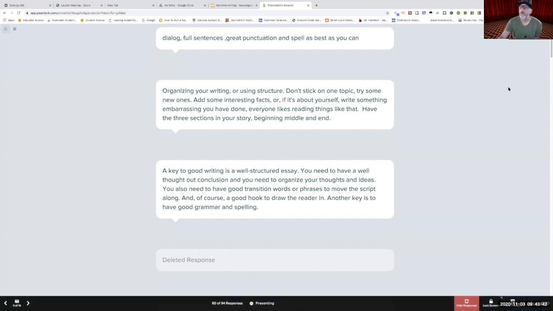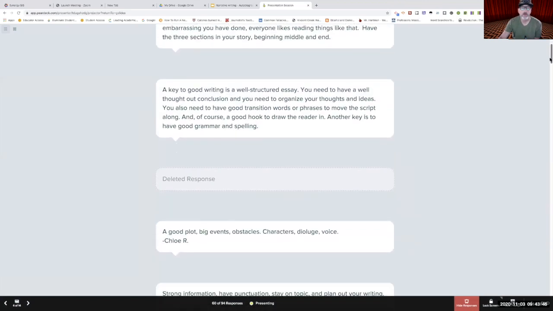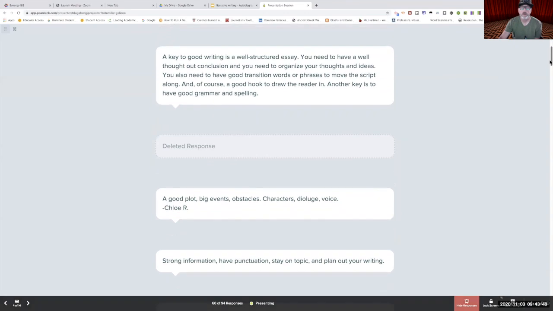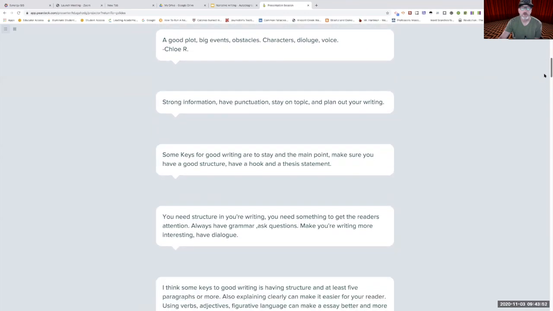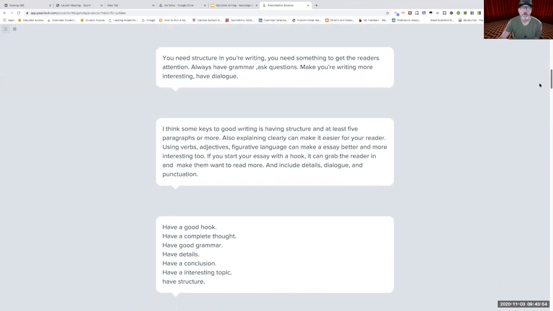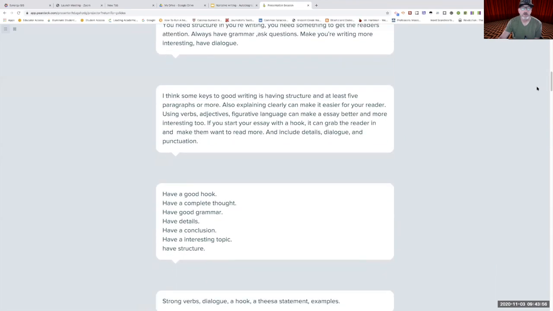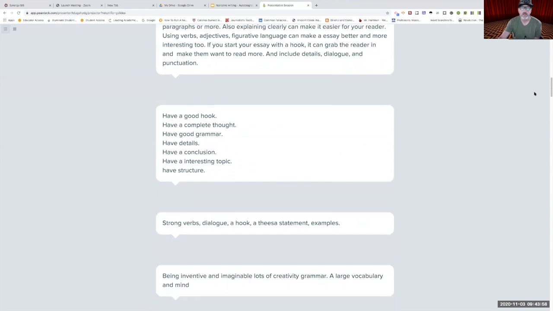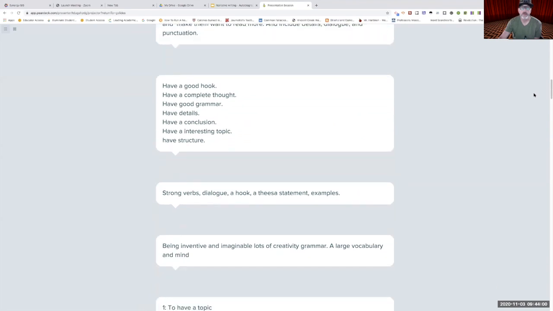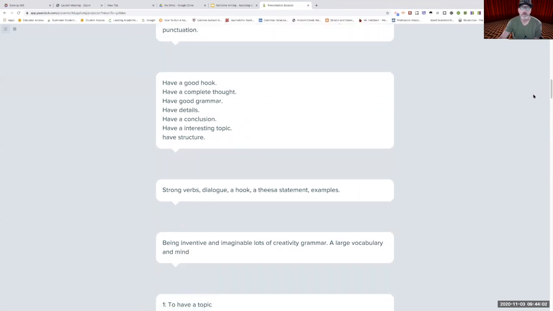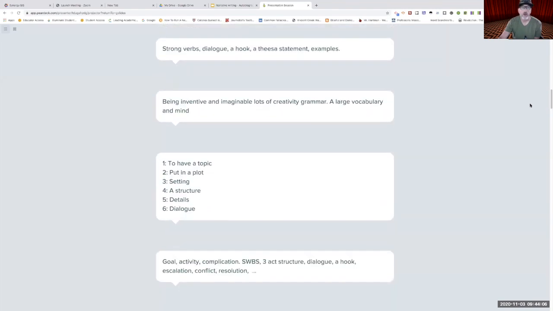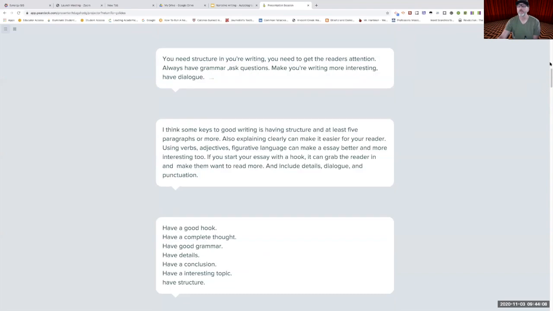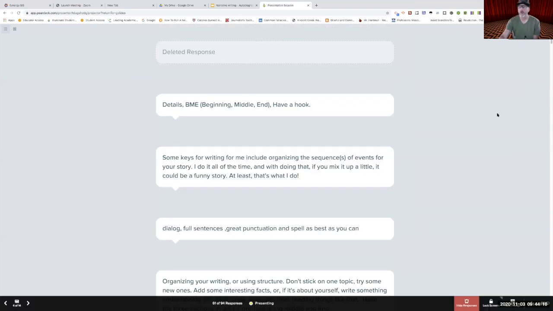Wow, whoever wrote that, I think you should be teaching writing. It's good stuff. Good plot, big events, obstacles, characters, dialogue, voice, structure. Structure is very important. Good. Details, conclusion, structure, interesting topic, being inventive and imaginative. Good, good, good. All right, this is all good stuff. You guys are right on target.